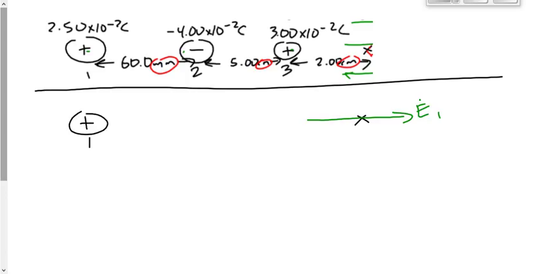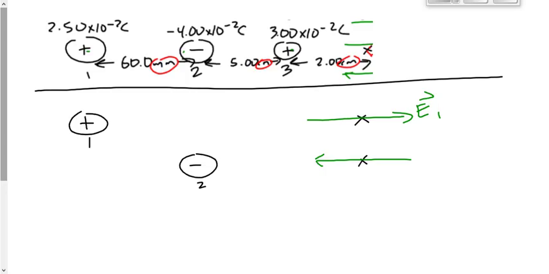It goes away from a positive. Now, we're going to do something from a completely different perspective, from the perspective of charge 2. Charge 2 is negative. The field at this point X caused by number 2, independent of the other ones, is to the left because it's toward a negative.